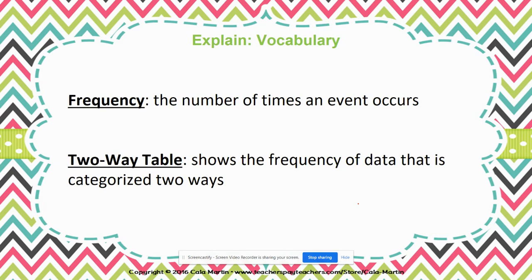All right, so some important vocabulary that you need to know. The first one is frequency. When we say frequency, we mean the number of times that an event occurs. Also, a two-way table is a table that shows the frequency of data that's categorized in those 2 different ways.